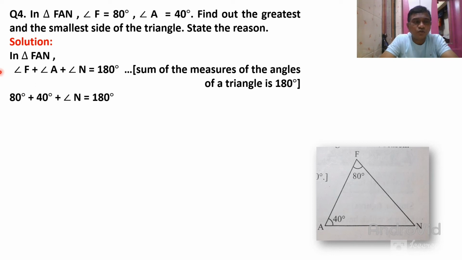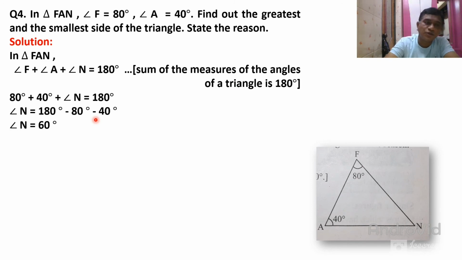Okay. So see, 80 plus 40, how many? 120 degree. So here is 120 degree. So what are they doing? 80 is positive, go across, negative, minus 80. 40 is positive, go across, negative, minus 40. So 180 minus 80 is 100. 100 minus 40 is 60. So angle N is equal to 60 degree. That you get. So here you write 60 degree.